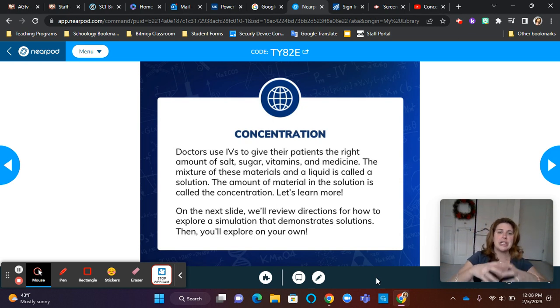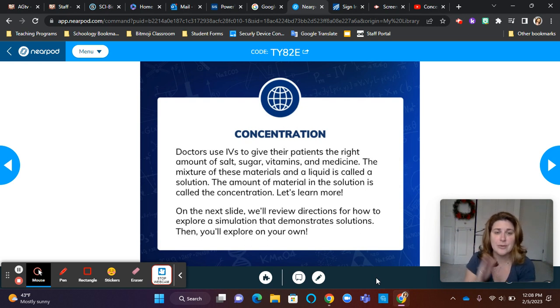So a solution is a mixture of the solute, the solid material, and the solvent, the liquid that it dissolves into. Those words we're going to start to use more so you become comfortable with them. That's how you make a solution. You've always been making solutions whenever you combine a solid and a liquid. We're just using the vocabulary now.